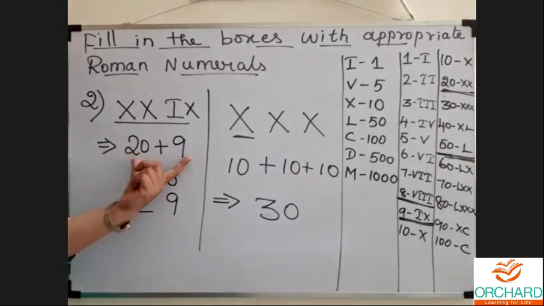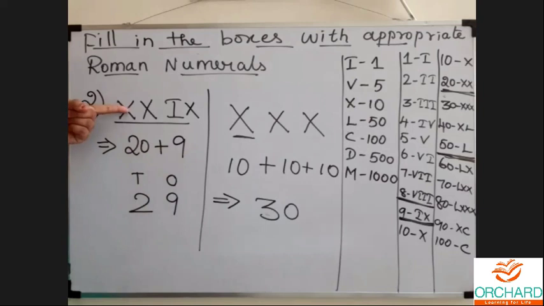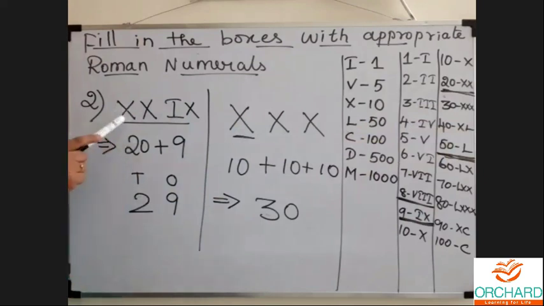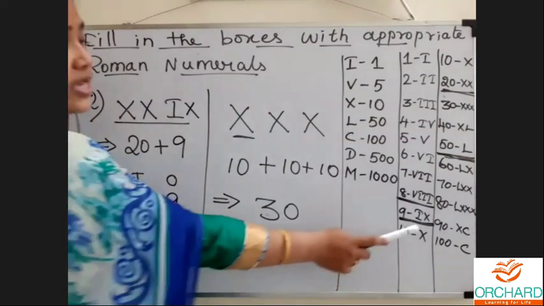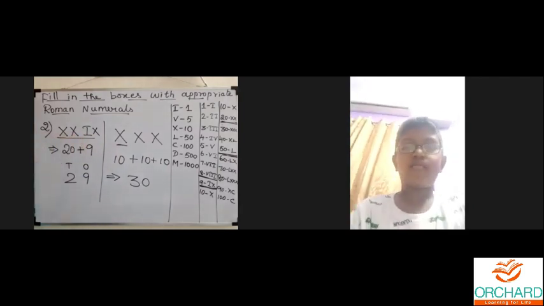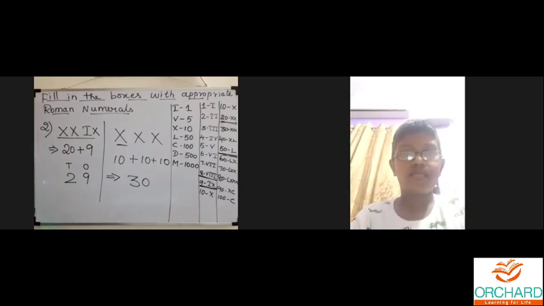Now it is still in the form of Hindu-Arabic numeral. We have to express this in Roman numeral. How can we express this? Here the value is 20. 20 can be expressed as XX. So for 20, we write XX. The next value 9 can be expressed as IX. So we write XXIX. The predecessor of 30 is nothing but 29. Is it clear, children? Now let's see the third problem.